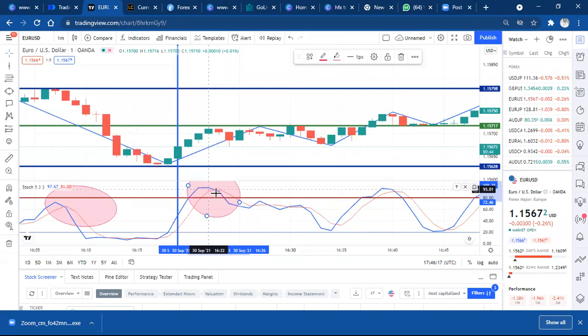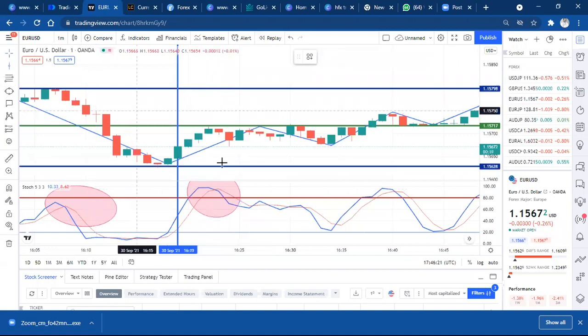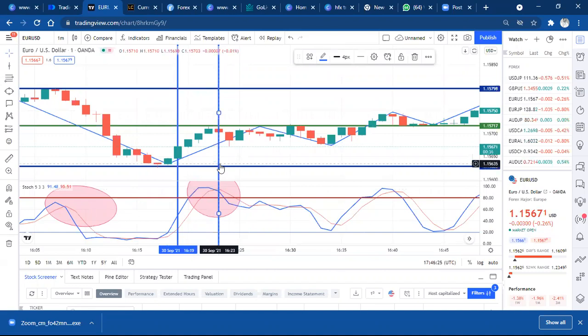All right, can you see? Now, at what point will it go down? When the red crosses and stays above the blue stochastic line, you know that this guy is now going to start going down, right? Do you understand that?